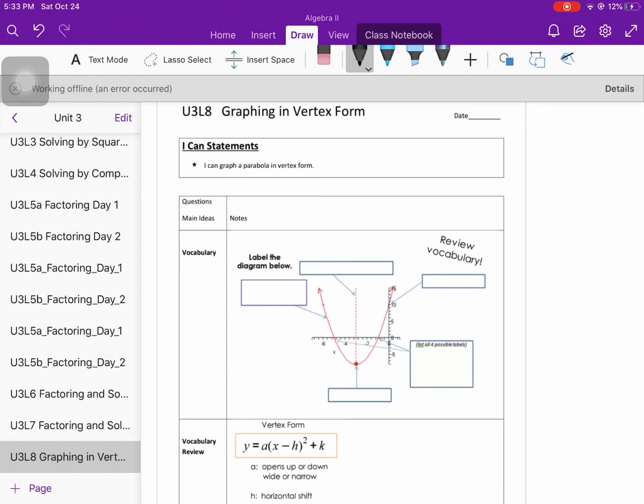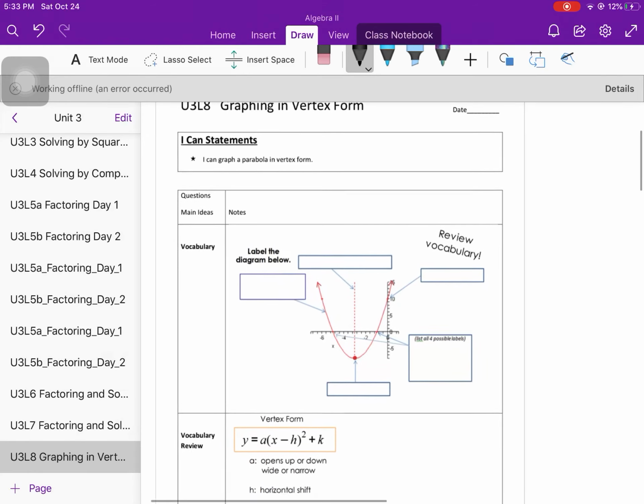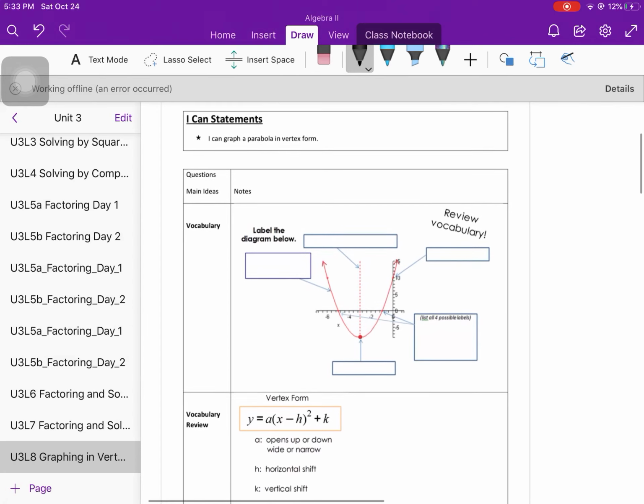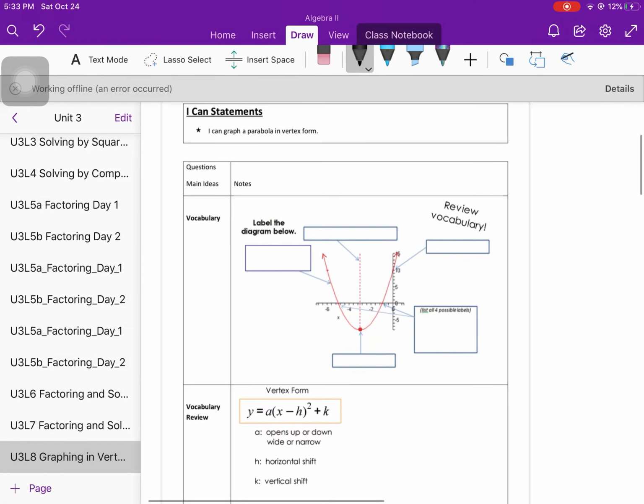So there's a few things to remember. You did a lot of practice with graphing. You learned how to graph three different ways: standard form, vertex form, and then intercept form. Our main focus is vertex form, and it should seem really familiar because we did some graphing earlier this year, so we're going to recognize some similarities.